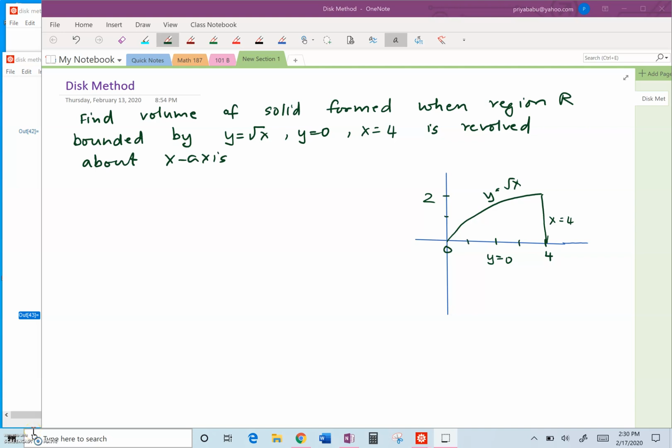To find the volume of the solid formed when the region R bounded by the curves y equals square root of x, the line y equals 0, and the line x equals 4 is revolved about the x-axis. So here we have the region R in the xy plane, and it is going to be revolved about the x-axis. So it's going to come over front and then make one whole revolution. We will watch a demo for this.